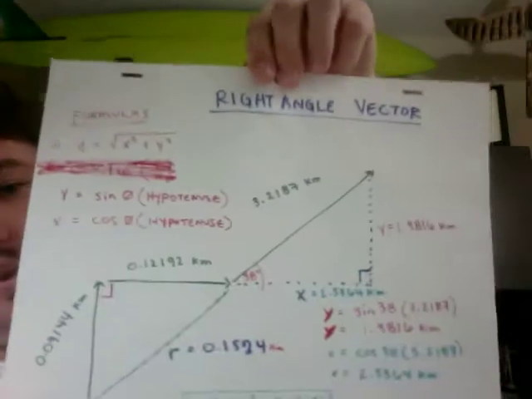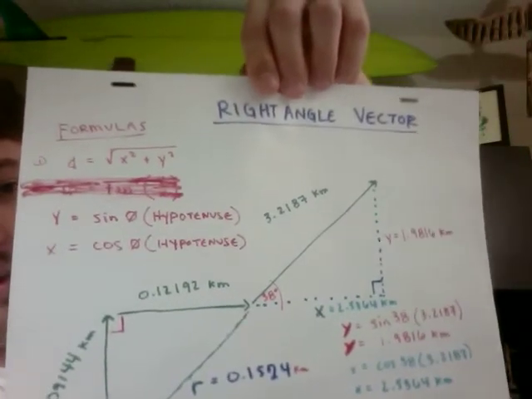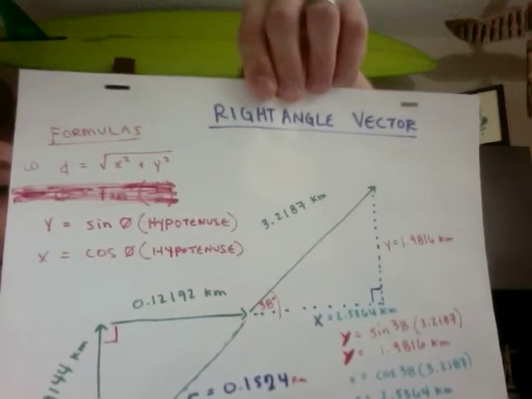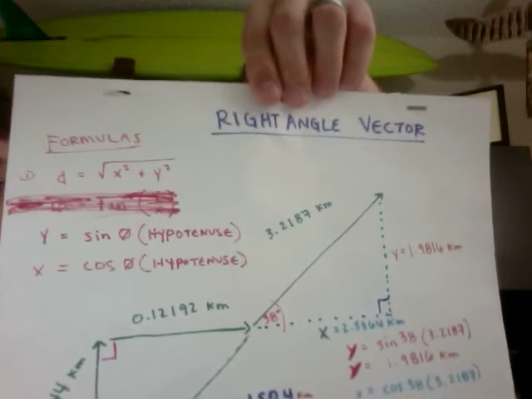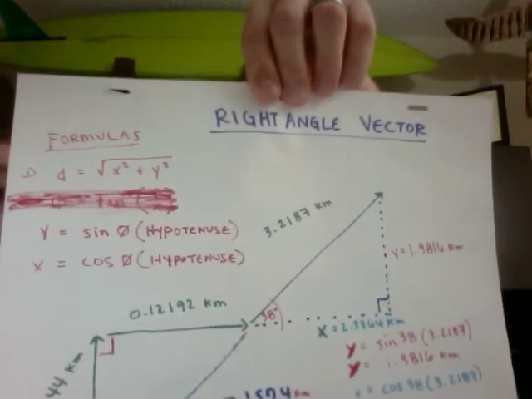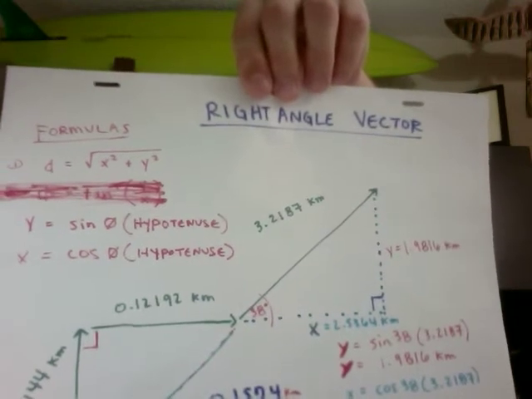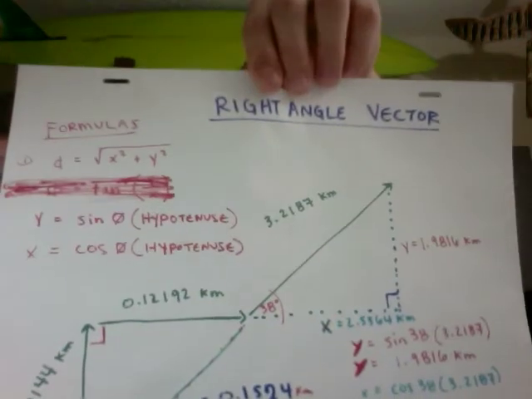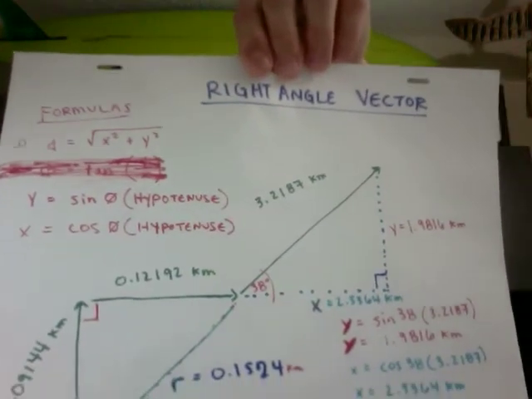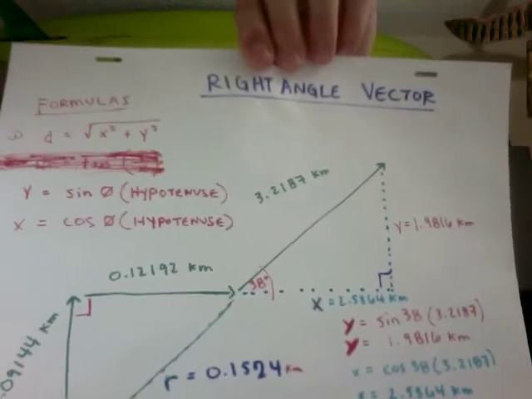What we're going to do now is solve for right angle vectors. First we need to set them up. At the top left I've got our formulas. The first formula is distance is equal to x squared plus y squared, then you take the square root. I've also got finding side y, which is taking the sine of an angle multiplied by the hypotenuse, and that'll give you the distance of side y. The distance of side x is equal to taking the cosine of an angle and multiplying it times the hypotenuse.